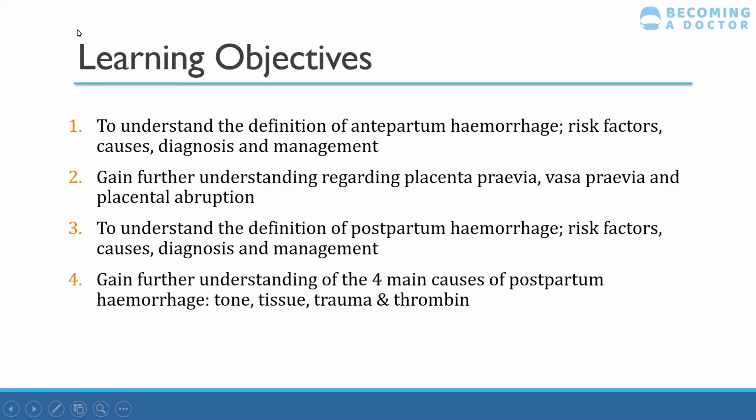So the learning objectives for this talk is mainly, like I said, looking at antepartum, postpartum hemorrhage. So understanding the definition, risk factors, causes, diagnosis and management of both. And then having a look at the main causes of both. So for antepartum hemorrhage, Placenta Praevia, Vasa Praevia and Placental Abruption. And then for postpartum hemorrhage, having a look at the 4 T's, so tone, tissue, trauma and thrombin.